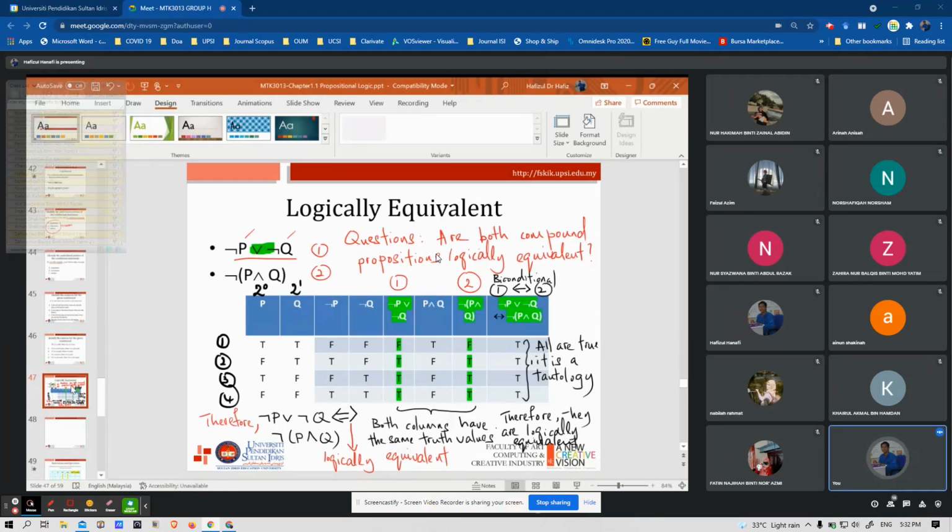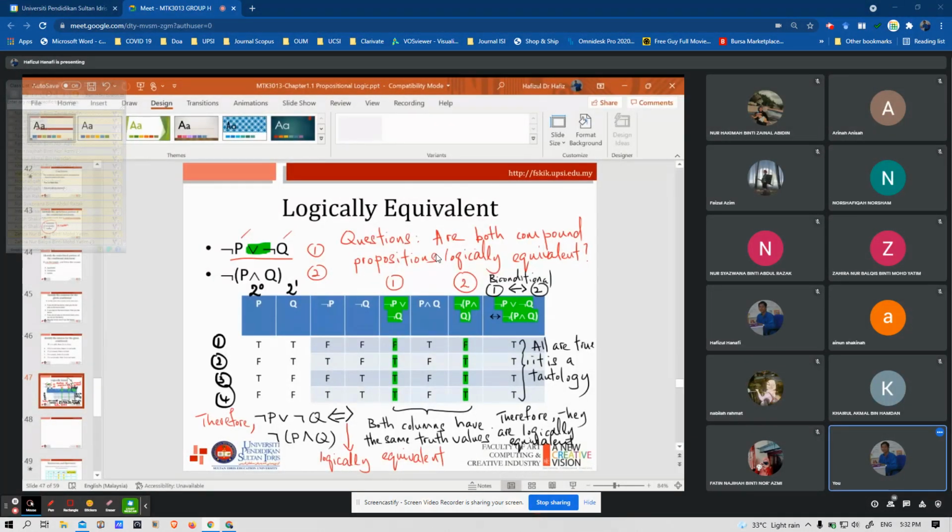Okay, logically equivalent. I have explained this to you. We have a proposition here, negate P or negate Q, and we have negate (P and Q). Question: are both compound propositions logically equivalent? First of all, you need to have the truth table.